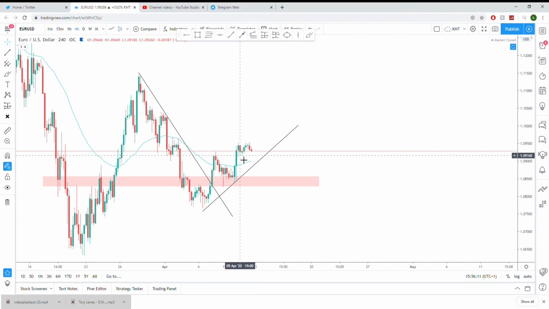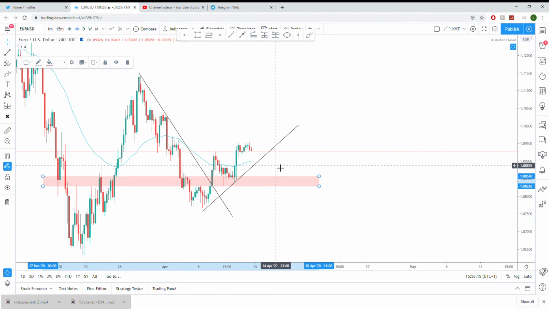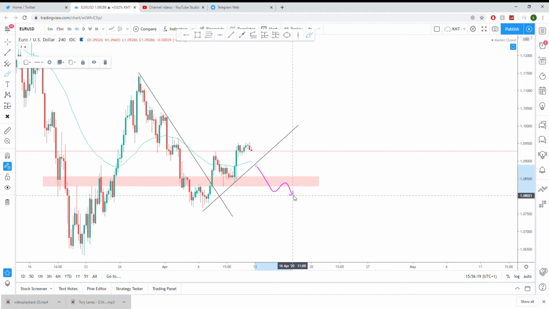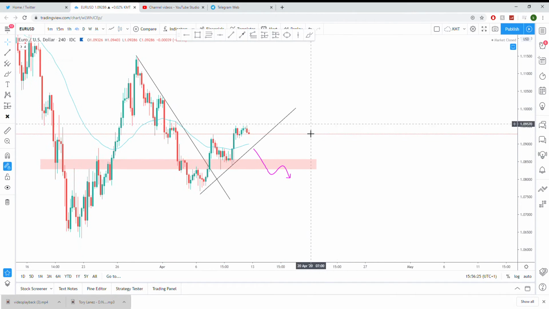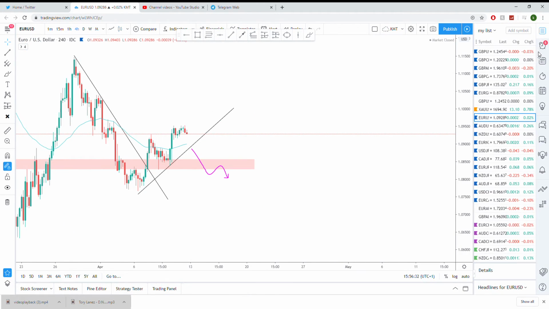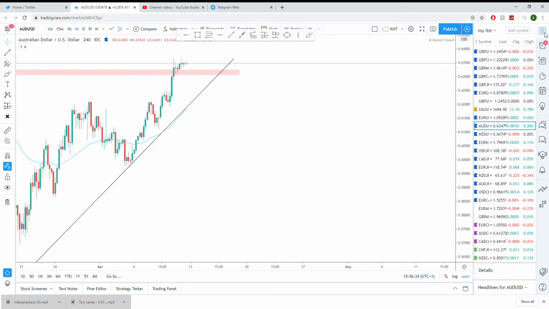Euro USD, currently on a push to the upside. If we break below here, we would be looking for some shorts. So this current range is at 1.082 to 1.085. But still, momentum is to the upside, and we are continuing to look for some buys in this pair. Moving on to Aussie dollar, US dollar.